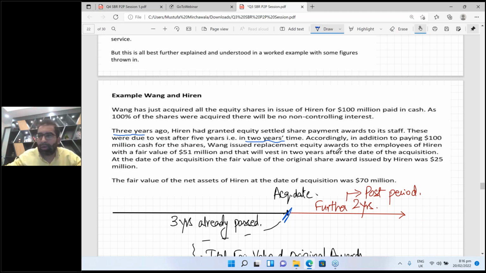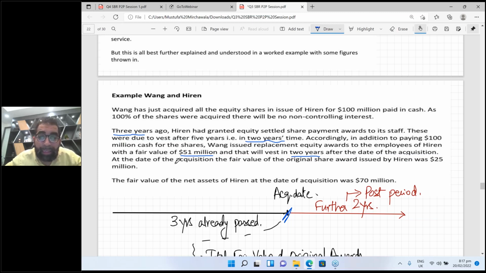Okay, accordingly, in addition to paying $100 million cash for the shares, Wang issued replacement equity awards to the employees of Hiren with a fair value of 51 million. See, wait, this is given by the parent company, total $51 million. Now you need to split how much of this 51 million related to pre, and how much of this 51 million related to post. Don't worry. This is the total amount of shares worth given by the parent company that will vest in 2 years. Yes, employees must stay 2 years after the date of acquisition.